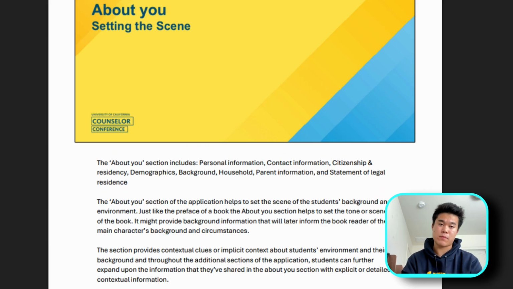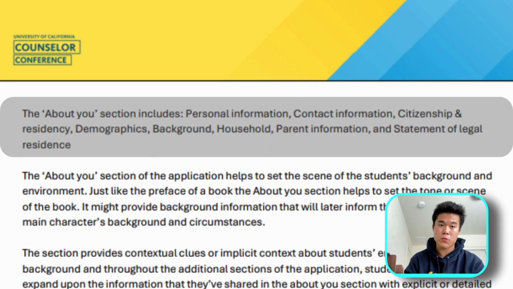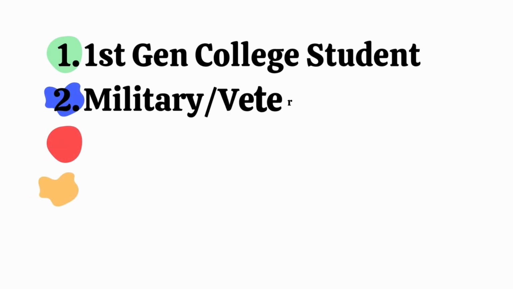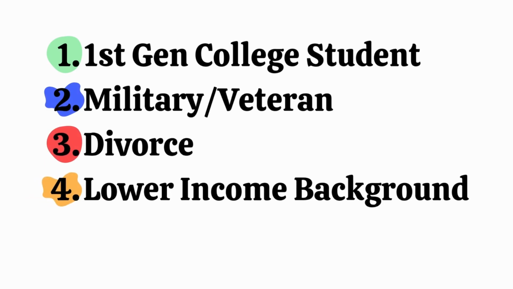This part is where they ask you about your contact information, where you live, where you have lived, what your parents' jobs are, what their income is, your educational background, and whether you are eligible for in-state tuition or not, that kind of boring stuff, along with more important stuff like if you're a first-generation college student, if your parents are working for the military, if your parents are divorced, if your family comes from a lower income background, that kind of important stuff.